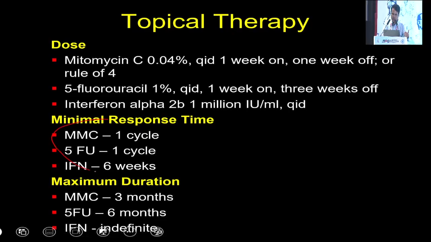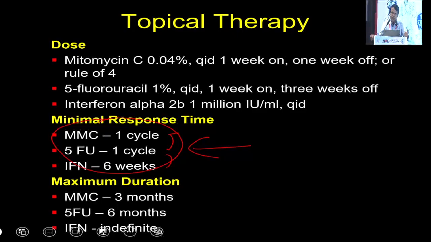So if there is no response within this minimal response time, you either shift to surgery or shift to one of the other drugs. If you begin with 5-FU, you can shift to interferon. If you begin with interferon, you can shift to 5-FU. If you begin with 5-FU, you can shift to mitomycin. Some tumors are not responsive to one drug, so you have an argument to shift to another drug. But don't use 2 drugs at the same time. That is not acceptable, because there is a huge amount of corneal epithelial toxicity.